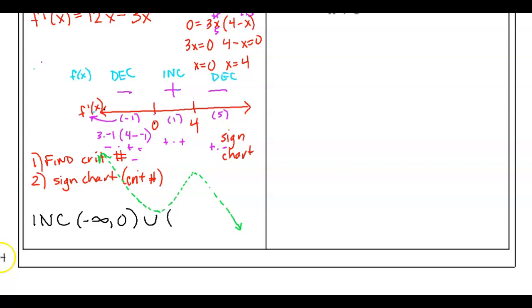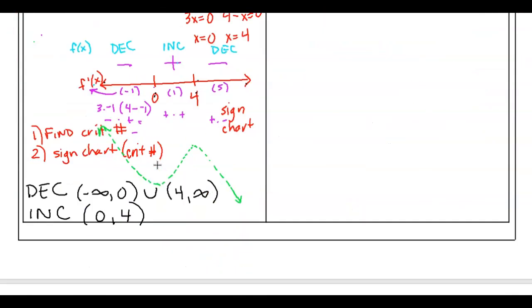In union with 4, I gotta change that. We're decreasing, sorry. So we're decreasing from negative infinity to 0, and we're also decreasing from 4 and on to infinity. We're increasing from 0 to 4. We're not constant ever, so I don't even write that on my write-up, okay?